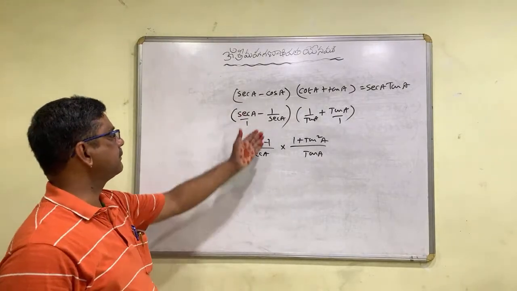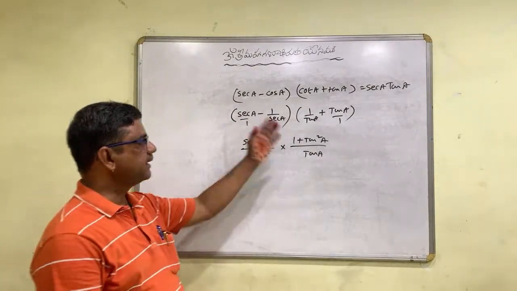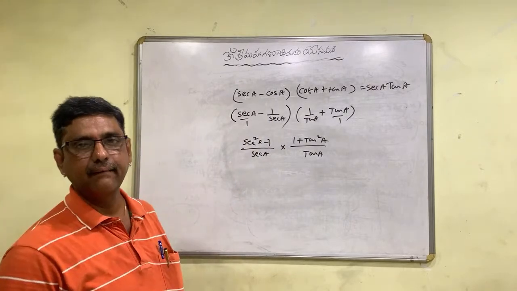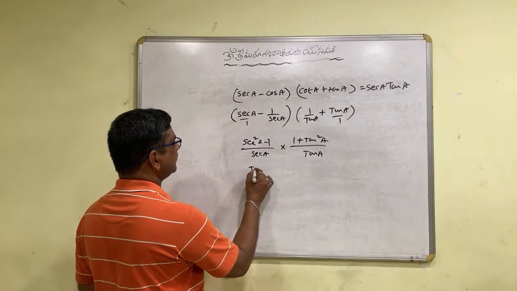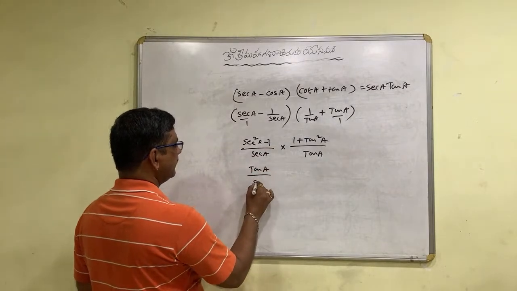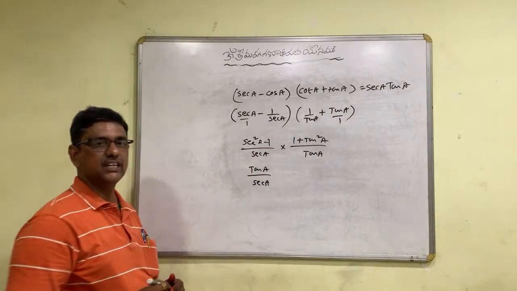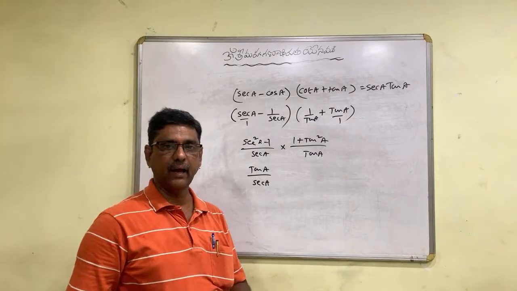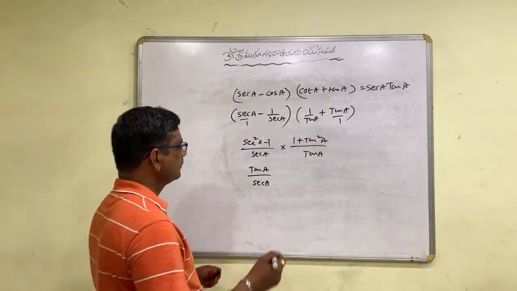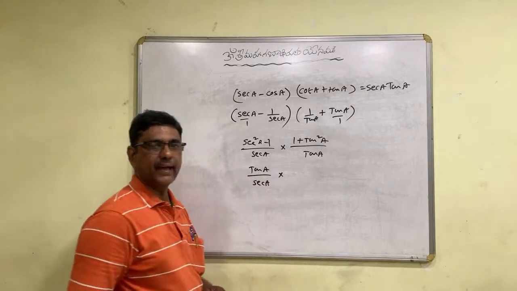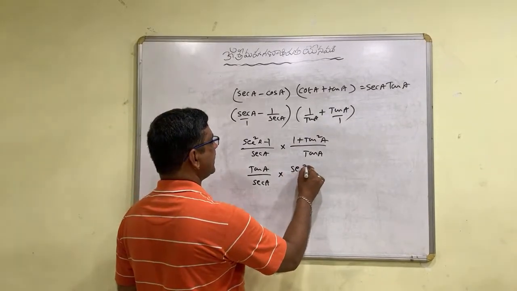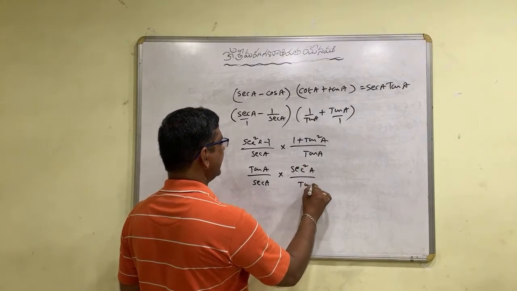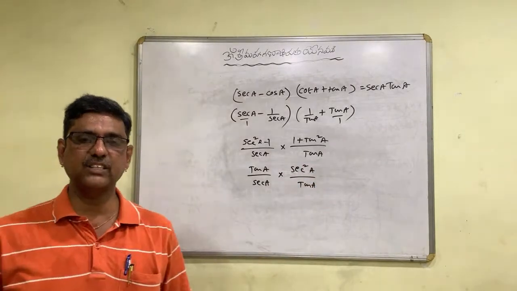Here, secant square A minus 1 by secant A, and here 1 plus tan square A by tan A. Now secant square A minus 1 is nothing but tan square A, from the identities, so tan square A by secant A. And 1 plus tan square A is secant square A, so secant square A by tan A. I think the answer is done.